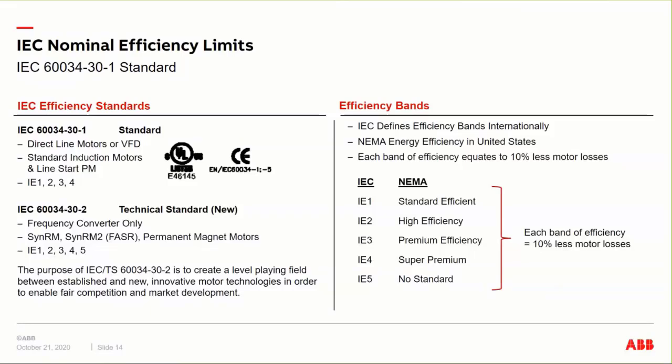Each band of efficiency is about 10% less losses in the motor. We already talked about losses. That's how you get into your different bands. You have to decrease motor losses to get higher efficiency.